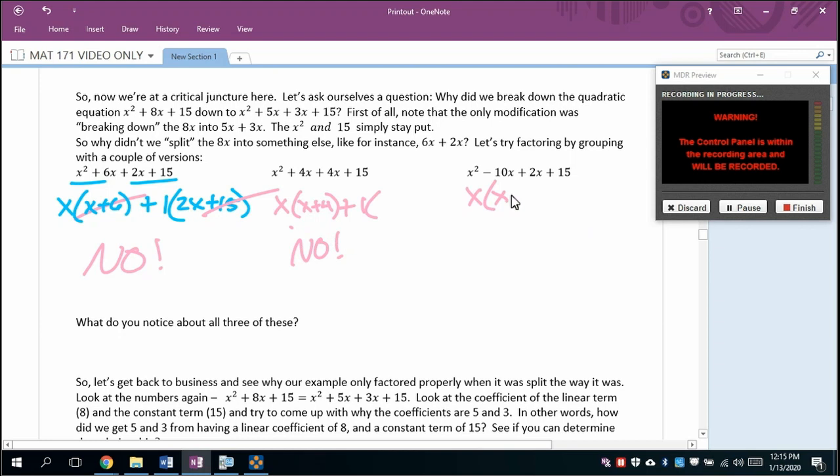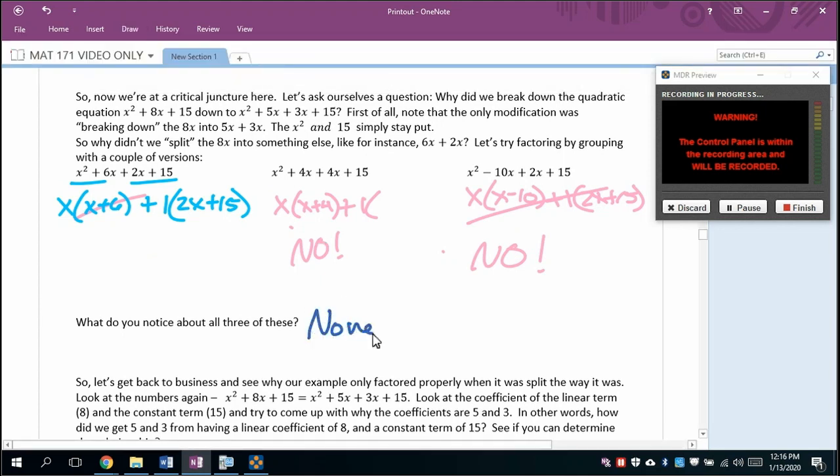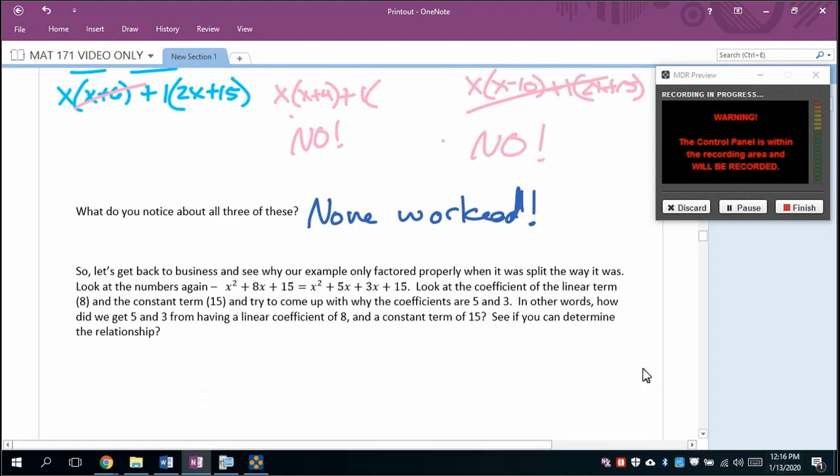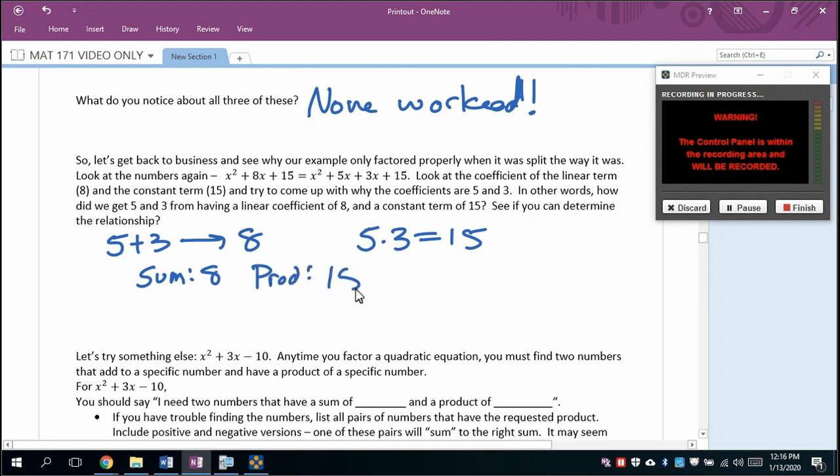And I could take an x out here. And notice the parentheses are not the same in any way, shape, or form. So, what did you notice about all three of these? Well, in other words, none worked. So, since none of them worked, where did this come from? So what you have to do is look at the coefficient of the linear term. They have an 8, and then a constant term, which is 15. So 5 and 3, well, 5 plus 3 is 8. 5 times 3 is 15. So we need two numbers that have a sum of 8 and a product of 15. Those magic numbers were 5 and 3.